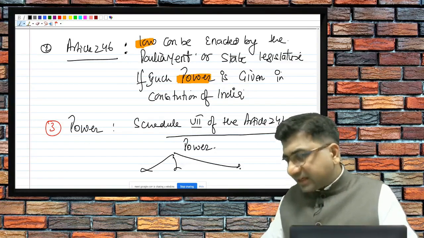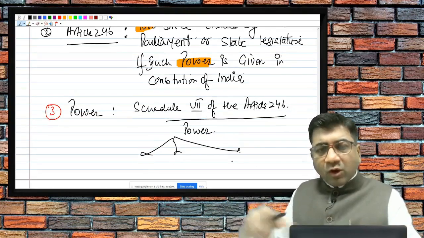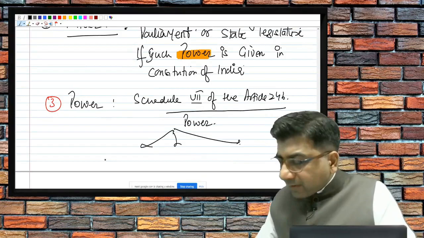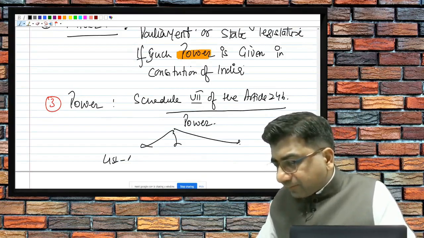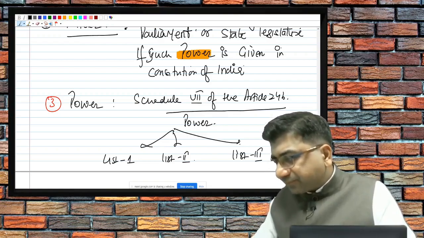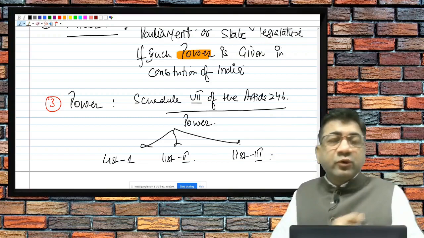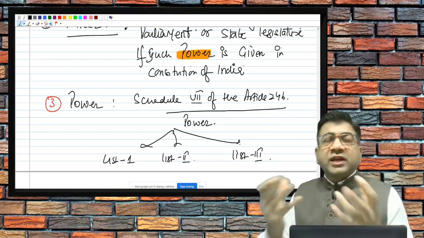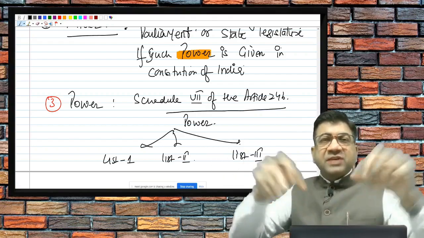You might have studied this in your executive or when you studied your professional paper. So one is list 1, list 2 and list 3. It will be great if you download the Constitution of India also. This will help you to see the articles which I mentioned.